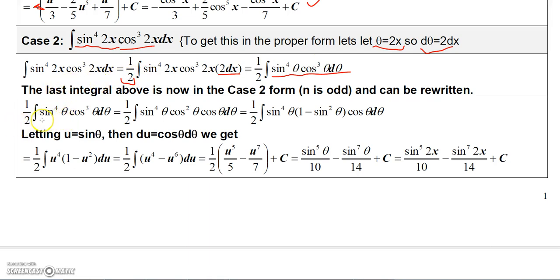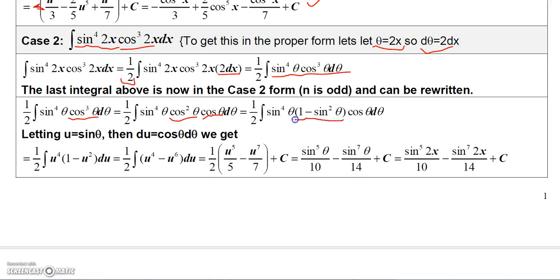So what I'm going to do is take the cosine cubed and break that up using a cosine squared. So I'm going to take cosine cubed and write that as cosine squared times cosine theta. This is similar to what I did in case 1, except this time I'm going to use the identity for cosine squared rather than the identity for sine squared. So I can replace cosine squared with 1 minus sine squared.